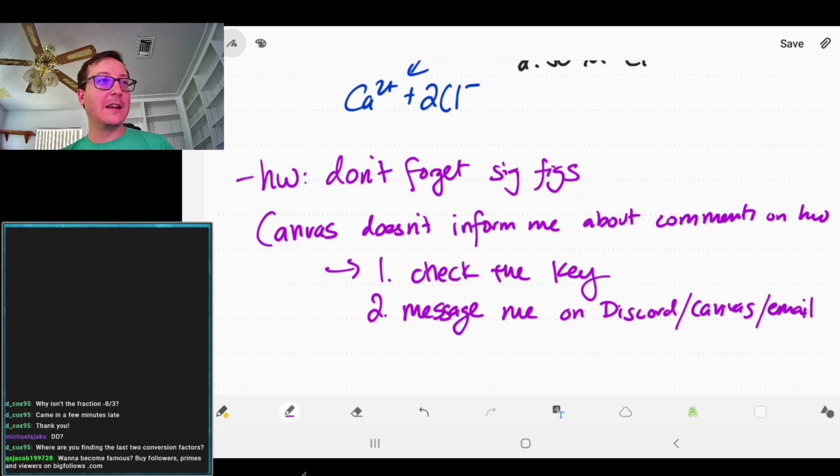Okay. So first thing, always check the key. See if you can figure out what went wrong on the homework. And then secondly, if you have no idea, you can message me. Chances are, by the way, I'm going to say sig figs is the reason that you got 9 out of 10 or whatever. So that's something that's always part of your homework.